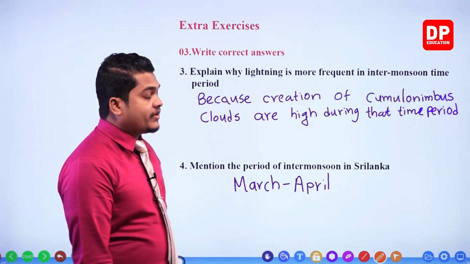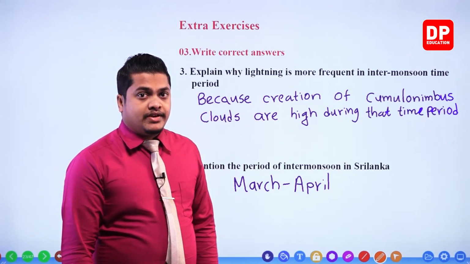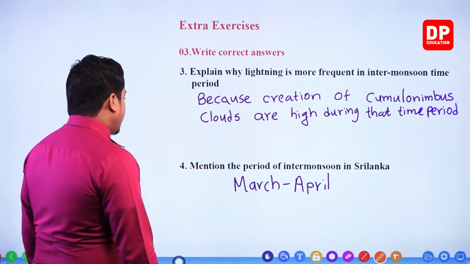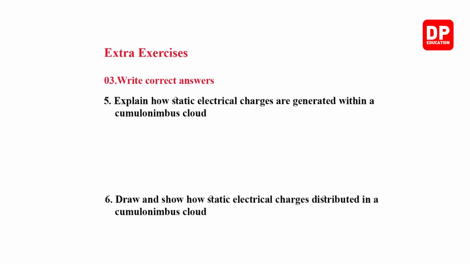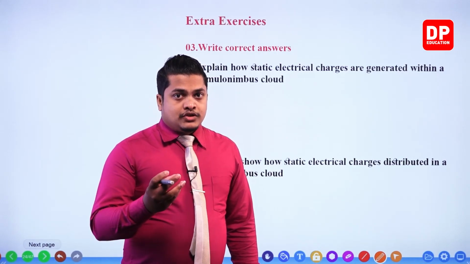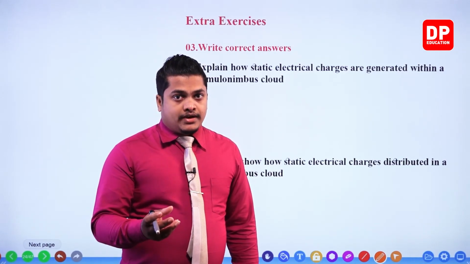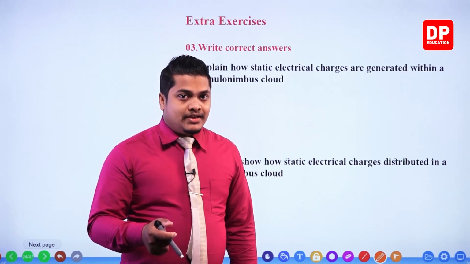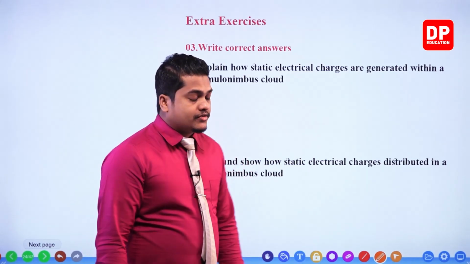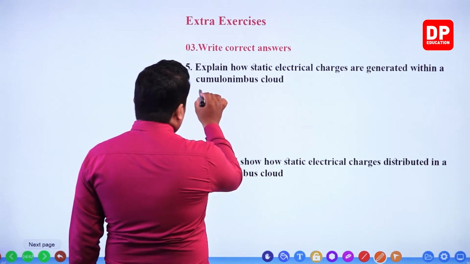Lightning strikes are more frequently occurring in this time period, my dear children. Okay, right. Then the next one. Explain how static electrical charges are generated within cumulonimbus clouds. Very simple, my dear children. Snow, then water particles, water vapor getting rubbed each other, right, to create what? Static electrical charges.